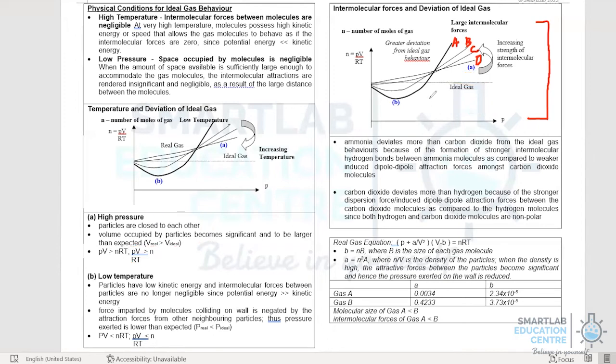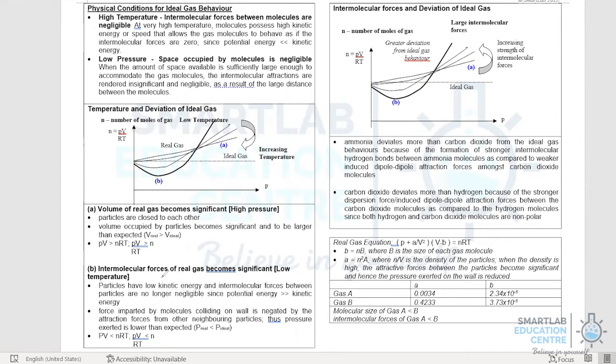Let's take a look at the next question, which is why for real gas, the value of PV over RT is lower than that of ideal gas. And the reason is because intermolecular forces of real gas become significant. Imagine gas molecules that have springs connected amongst each of them. It means the force imparted by the molecules when colliding on the wall is now negated by the attraction force between each other. So thus the pressure exerted will be expected to be lower than ideal gas, which means P real is less than P ideal. So in this case, you'll know that PV over RT will be lower than the ideal gas value.